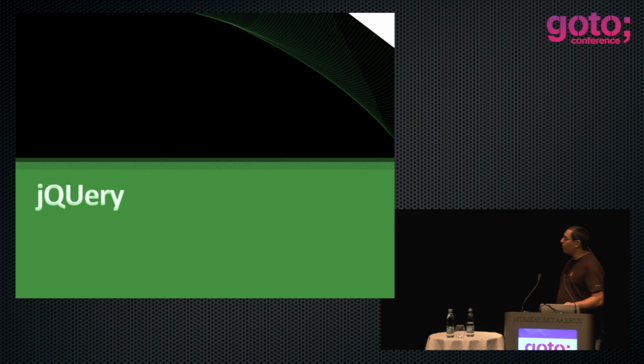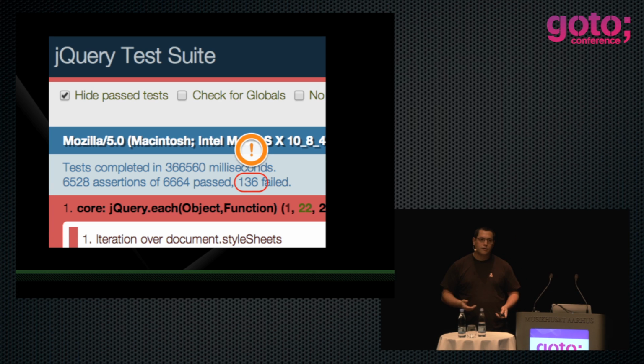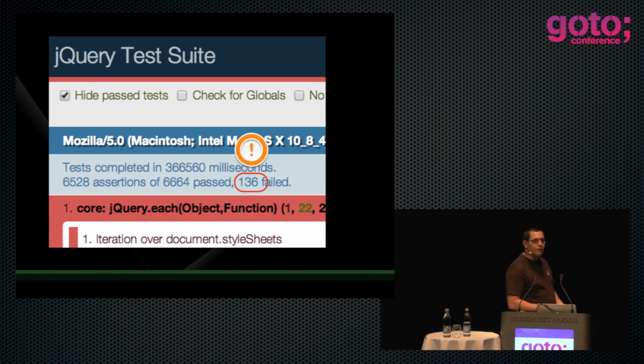jQuery has the same problem. When you get the latest version of jQuery and you run all the tests by default, you get this. Well, actually, you get this, but if you run it again, it takes 7 minutes, by the way. If you run it again, you get this. Okay, so it was 137, now it's 136 failed. What the hell does that mean? What am I supposed to think? Does it mean that jQuery has bugs?